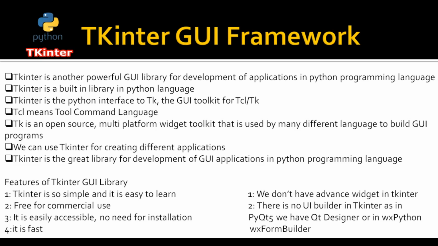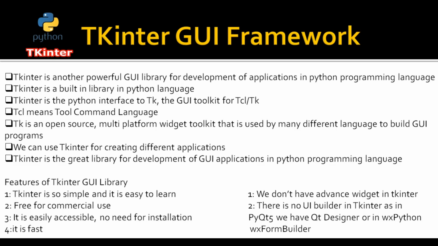Also Tk is an open source multi-platform widget toolkit that is used by many different languages to build GUI programs. We can use Tkinter for creating different applications, from small desktop applications up to scientific modeling and research applications. Tkinter is a great library for development of GUI applications in the Python programming language. Now I'm going to talk about some features of Tkinter and also some advantages and disadvantages of Tkinter.